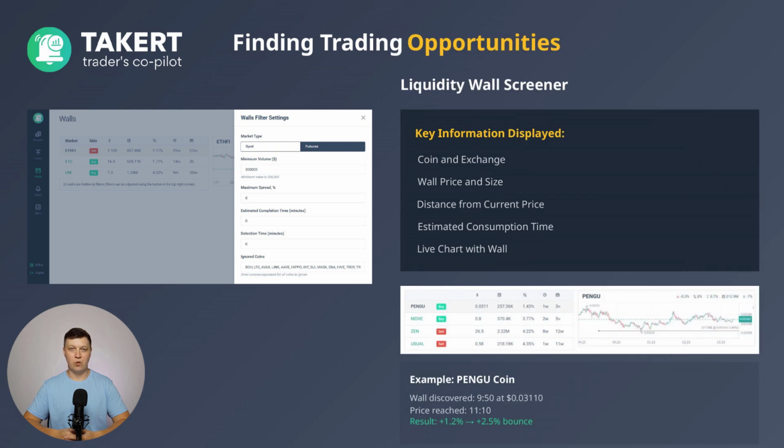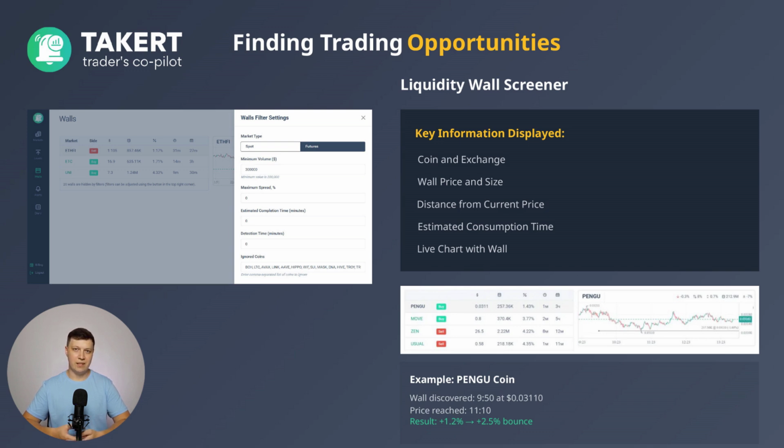You won't have to open coins on exchanges one by one and check their order books. For this, our co-pilot for traders, Takert, has a liquidity wall screener that does this job. The displayed information includes the coin on the exchange, the price where the liquidity wall is located, the size of the liquidity wall, the percentage distance of the liquidity wall from the current coin price, the estimated time for the liquidity wall to be eaten up based on trading volumes, the lifespan of the liquidity wall since it appeared in the order book, and a chart with the liquidity wall. All this allows you to assess whether this liquidity wall is suitable for a bounce or, for example, for a breakout, which is another strategy.